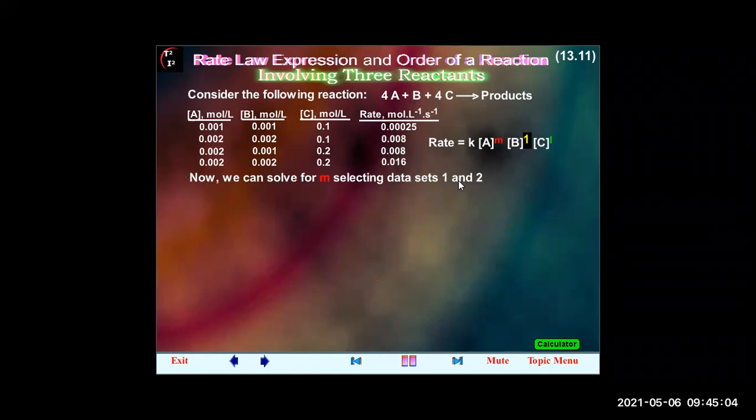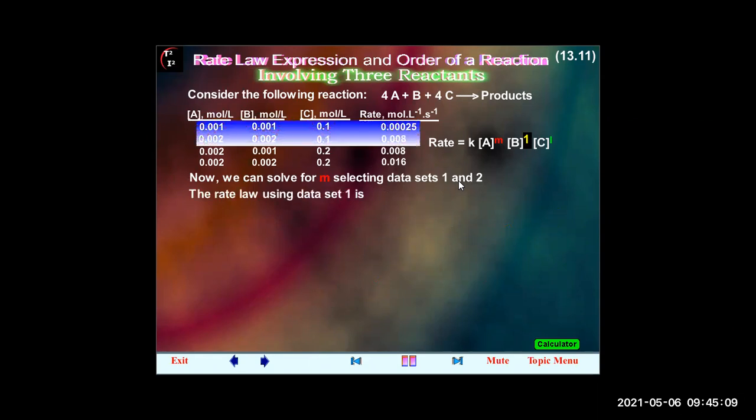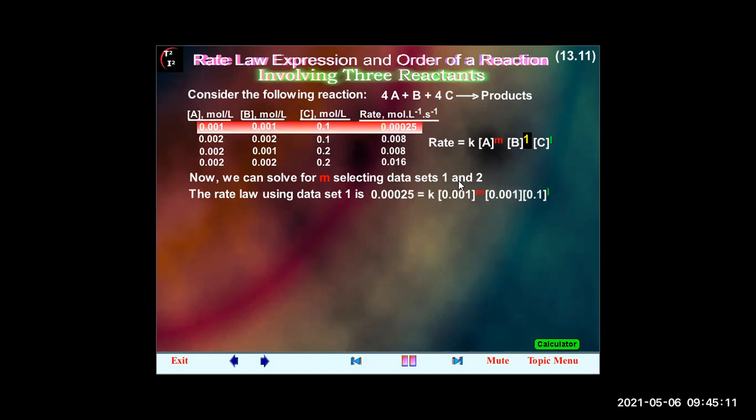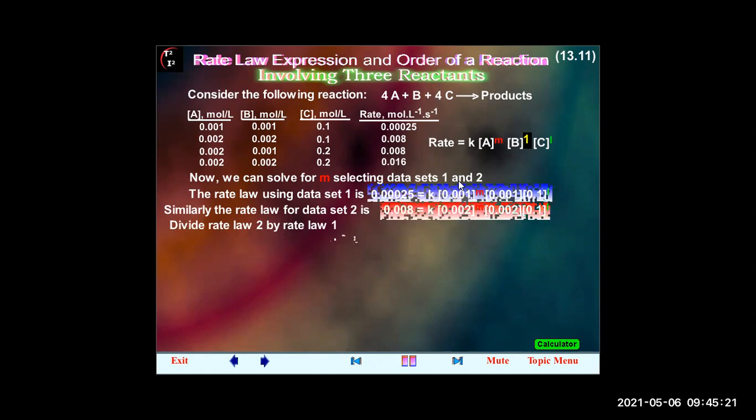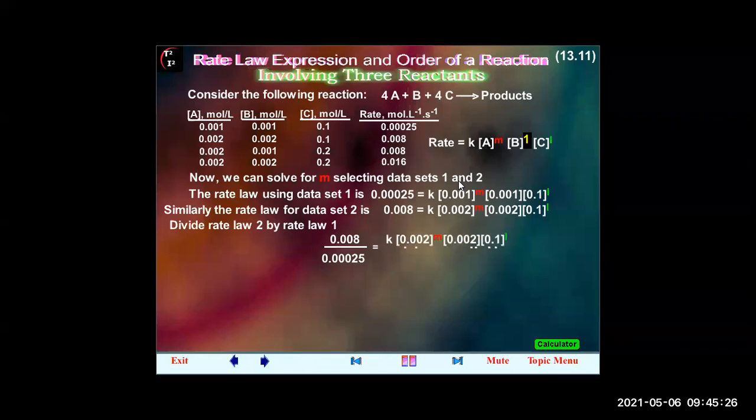Now we can solve for M selecting data sets 1 and 2. The rate law using data set 1 is. Similarly, the rate law for data set 2 is. Divide rate law 2 by rate law 1. 16 is equal to 2 to the power M. M is equal to 4.